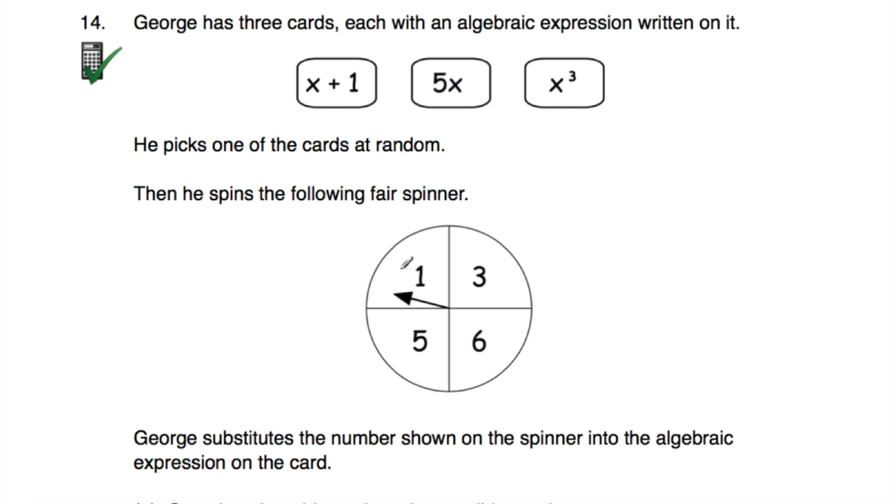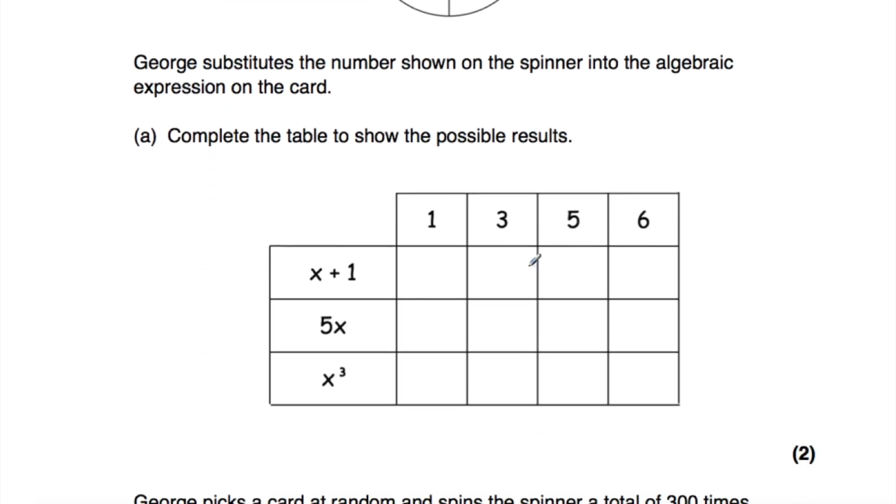And if he picks this one and it lands on 1, we're going to do 1 cubed, which is 1, and so on. So we've been asked to complete the table to show the possible results. So we've got here all the values for x, what the spinner lands on, and then what's shown on the card. So in this case, we're going to substitute all these values into this expression. So we're going to do 1 plus 1, 3 plus 1, 5 plus 1, and 6 plus 1. So it means we're going to add 1 to each of these. So we're going to get 2, 4, 6, and 7.